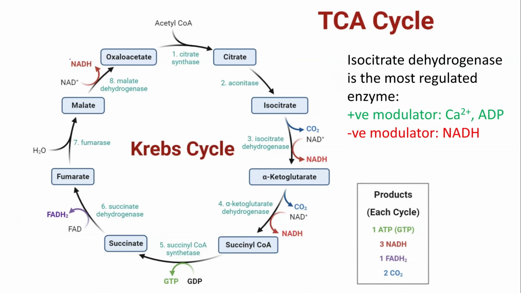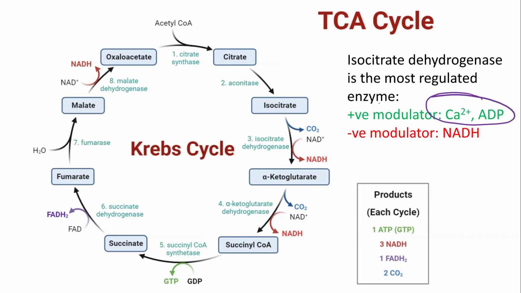Regulation is simple. You need to know one enzyme here: isocitrate dehydrogenase, the master controller of the TCA cycle, just like your PFK1. You control that enzyme, you control the pace of the TCA cycle. That's it.